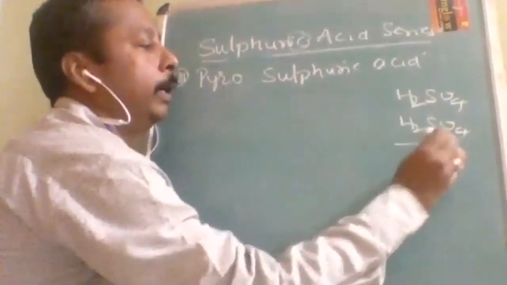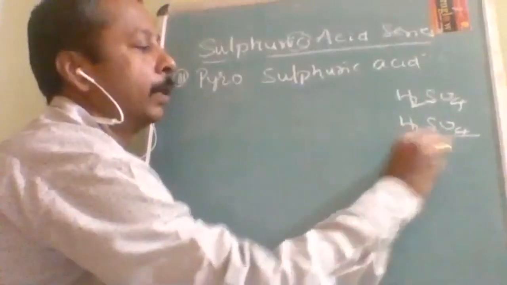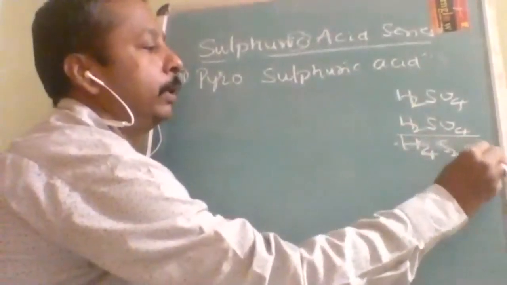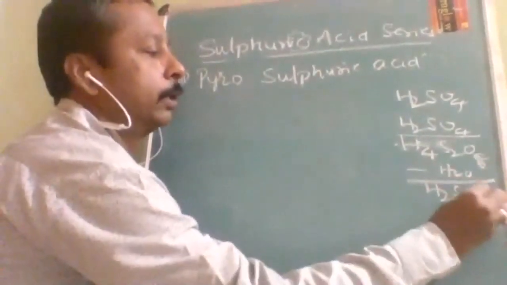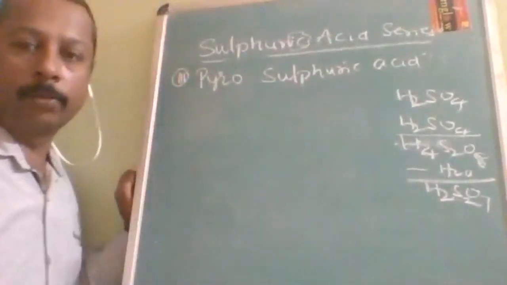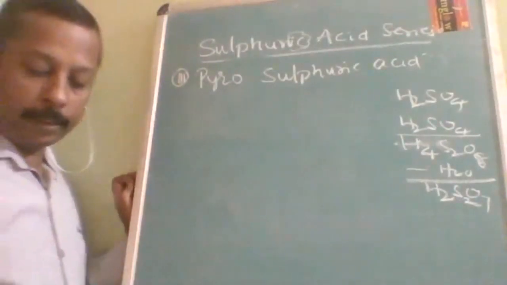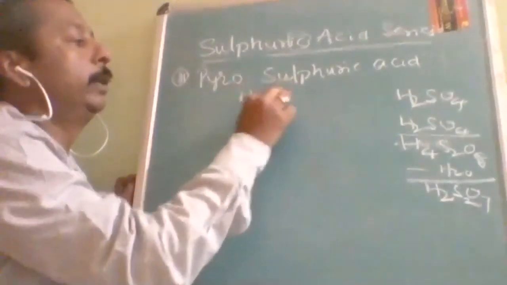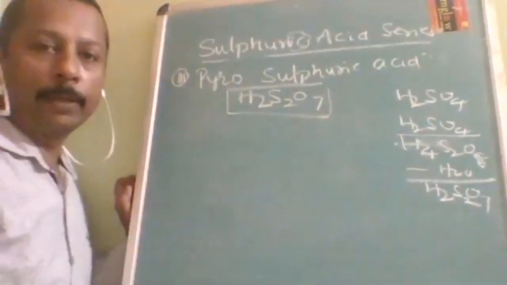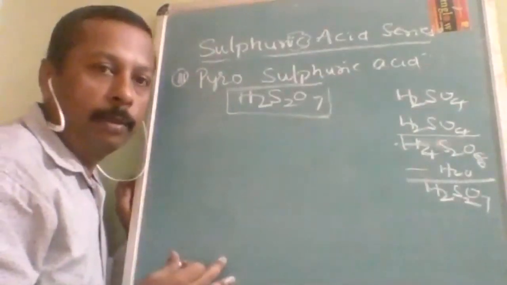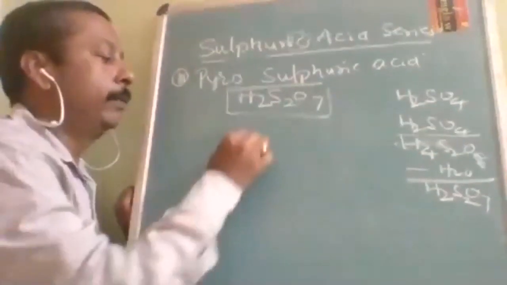H2SO4 minus H2O. Okay, so first it is going to be H4S2O8. From this, one water molecule you remove: H2S2O7. Very good. Okay, so this is the pyrosulfuric acid formula. The formula will be H2S2O7. So that is the advantage of knowing the meaning. Okay, if you know the meaning, then you need not remember many other formulas. Okay, so I think now, see, this is one sulfuric acid.